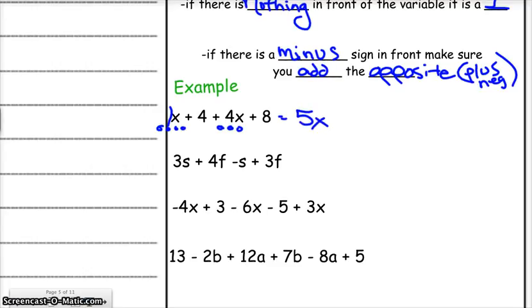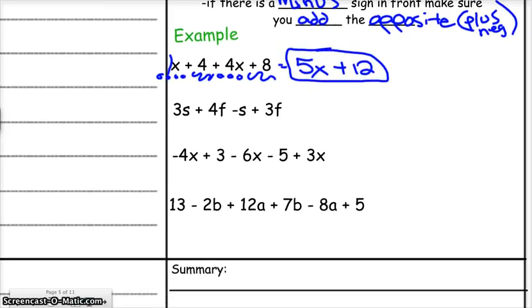So I was done with my variables. Now I have my constants. 4 plus 8 is what? 5x plus 12. I leave it like that because I can't combine them if they're not like terms. That is not 17x.